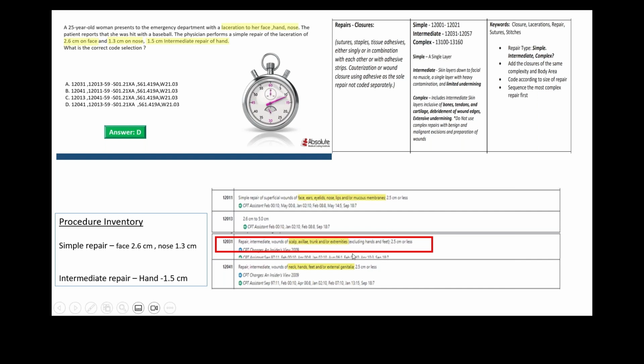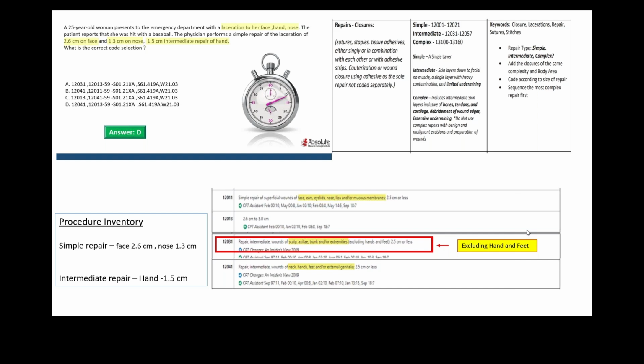So option A, coding for 12031, is incorrect because it is coding for repair of intermediate wounds of the scalp, axilla, and/or extremities, and those parenthetical notes are very important. This is excluding hand and feet, and we had an intermediate repair of the hand. So 12031 is not the correct code because that is coding for extremities excluding hand and feet, which means option A is incorrect.